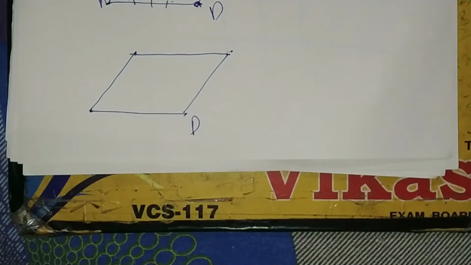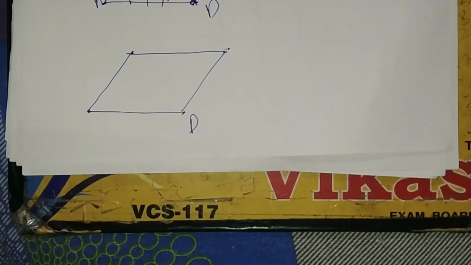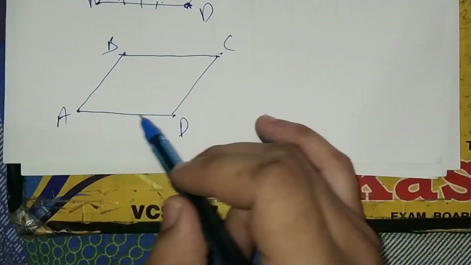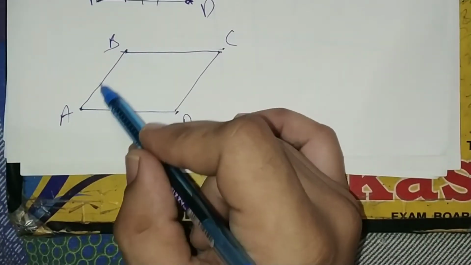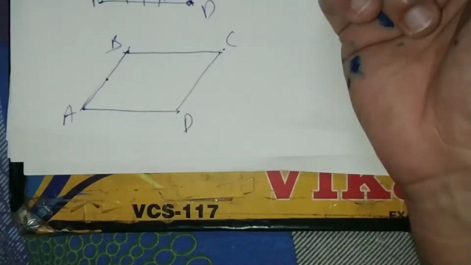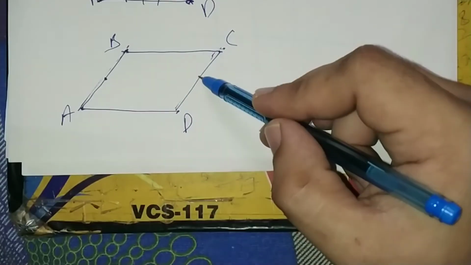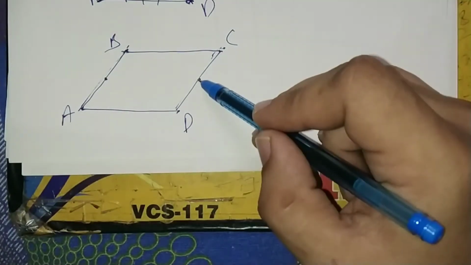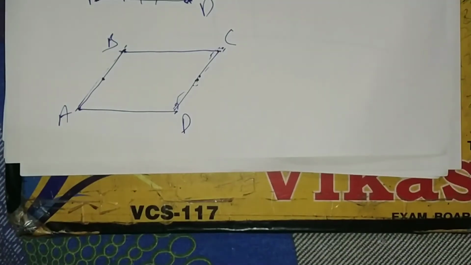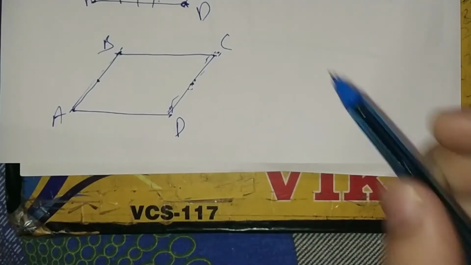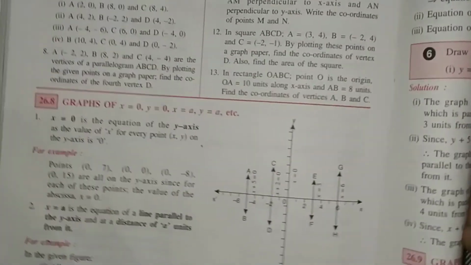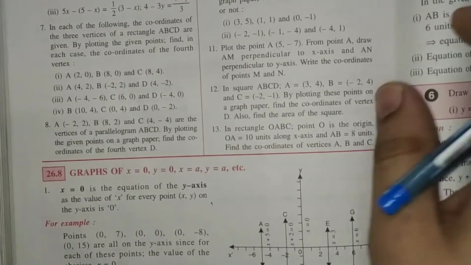Then they are asking about the midpoints of AB and CD. So if these are 3 units, then this will be 1.5. If these are 2 units, then this will be 1. So just note the boxes here and you will find the midpoint very easily. These are just based on basic plotting. Just plot these numbers, you can solve this question very easily.